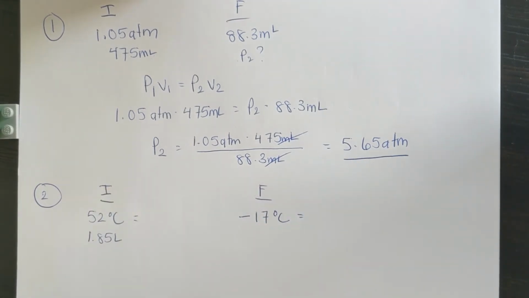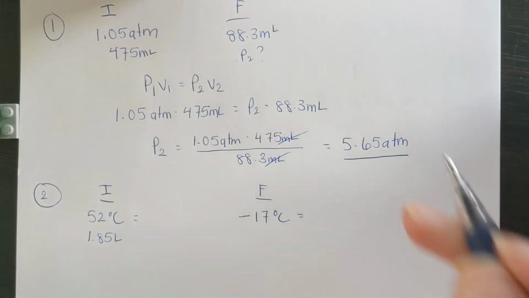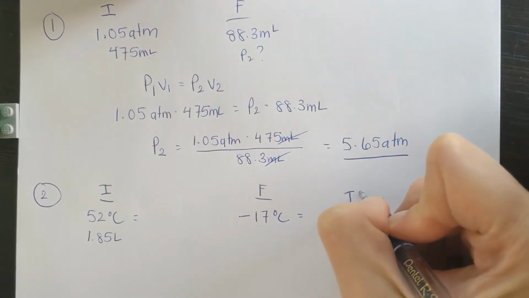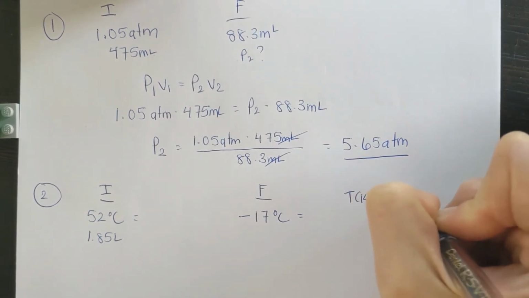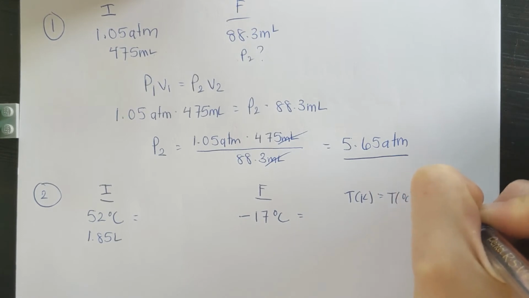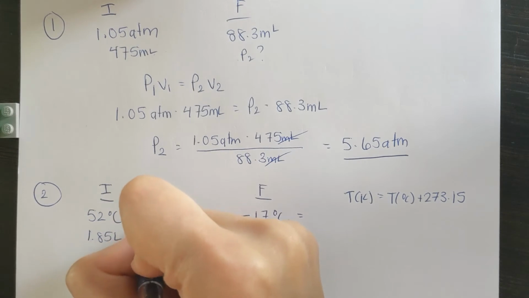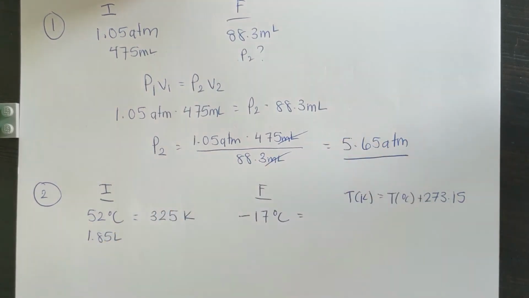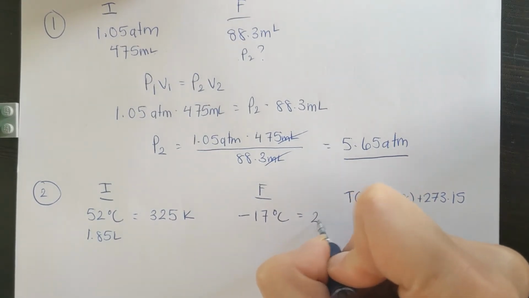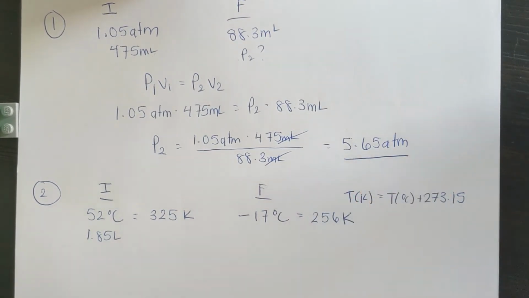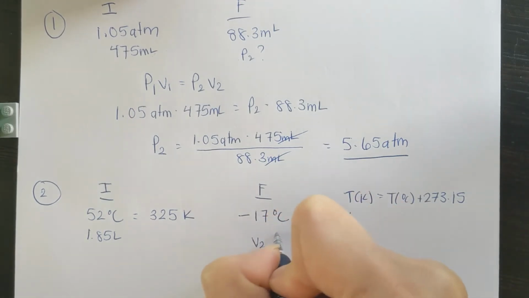So with gas laws, we have to use absolute temperature. So we need to change these Celsius into Kelvin. A reminder, temperature in Kelvin equals temperature in degrees Celsius plus 273.15. So I'm going to convert these two to Kelvin. 52 plus 273 gives us 325 Kelvin, and negative 17 plus 273 gives us 256 Kelvin.